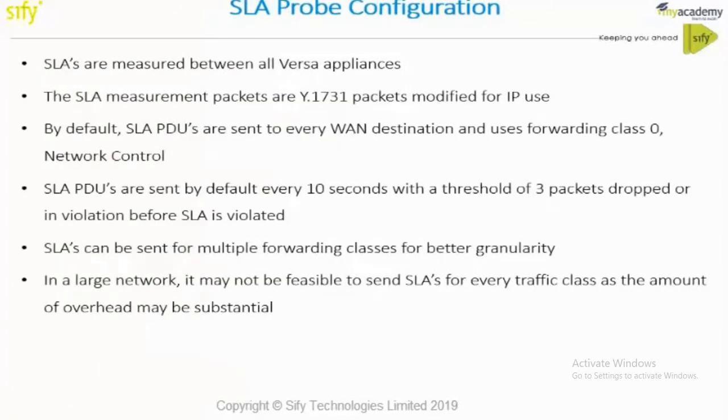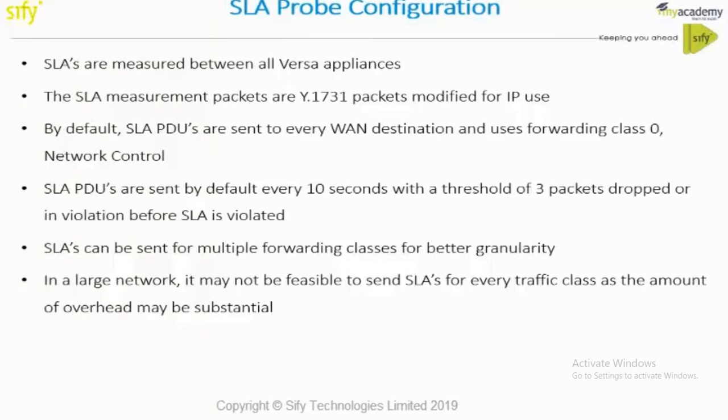Just before we jump on to defining the policies, let's quickly run through what SLA probes are. SD-WAN Versa uses Y.1731 based IP SLA probes to measure the latency, jitter, and loss between branch-to-branch traffic. This is a default mechanism. As soon as a site is onboarded, an SLA probe is configured between the site and all the other sites if it's a full mesh, and to the hub only if it is a hub and spoke architecture. So based on the architecture type you define, the SLA probes are defined by default.